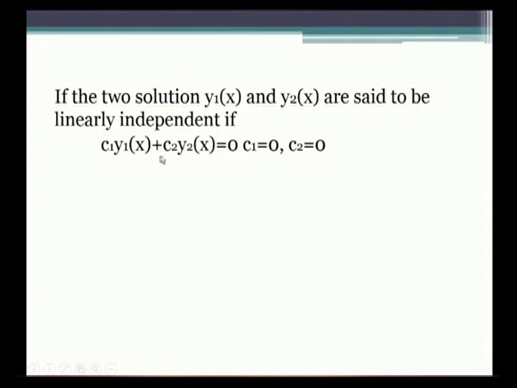Now, the two solutions y1 of x and y2 of x are said to be linearly independent if c1 y1 of x plus c2 y2 of x is equal to 0 only where c1 is equal to 0 and c2 is also equal to 0. So, this is the condition for linear independence of the two solutions of the homogeneous equation, y1 of x and y2 of x.